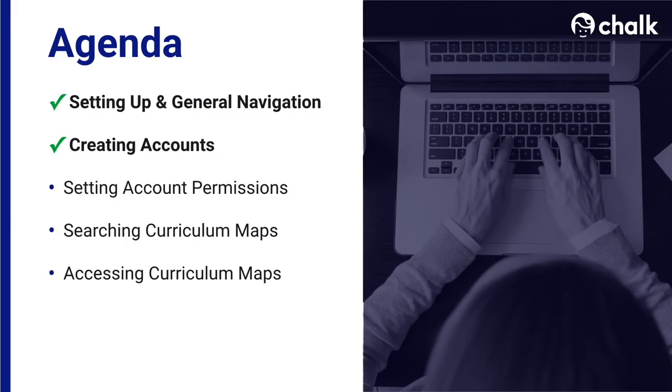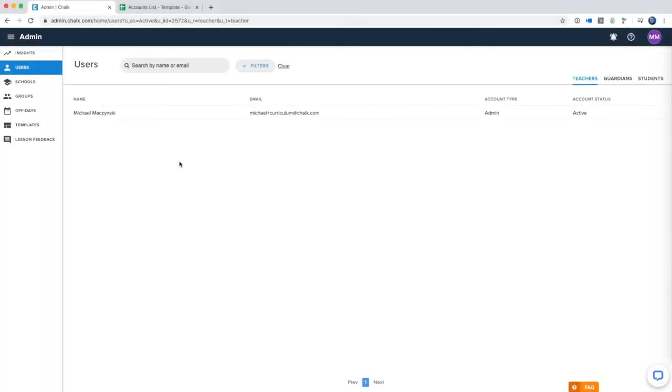We'll now go through what it looks like to create additional accounts within Chalk. Starting from your admin app, if you select Users on the left-hand side, you'll be able to see a list of all the accounts that are currently within your institution. So if you want to add additional people to this list, you want to make sure that you provide that information to Chalk directly by either emailing support@chalk.com, or if you have a customer success manager who's been assigned to your account, you'll want to email the information directly to them.